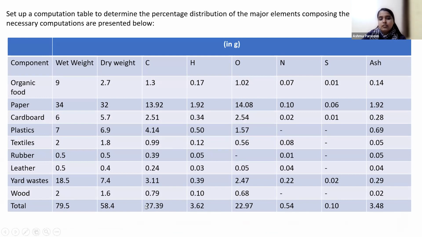I will give you a hint. You have 27.39 grams of carbon, and you know the atomic weight of carbon, so we'll calculate the number of moles of carbon. Similarly, we'll calculate the number of moles of hydrogen, oxygen, nitrogen, and sulfur. For the case without water, it is a very simple, straightforward question. You just have to find the number of moles of each element, and then we can simply get the chemical formula for the MSW.